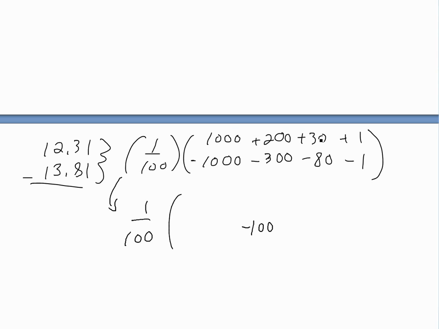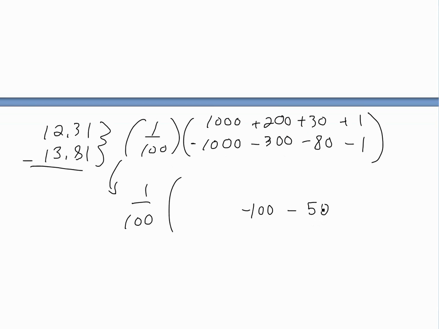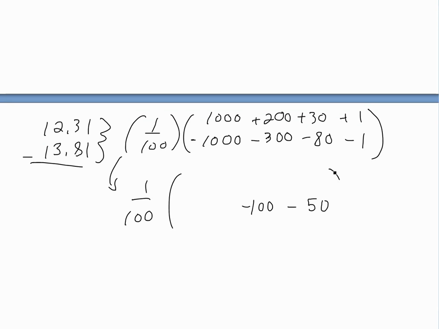Right here, negative 100. This one right here is negative 50, minus negative 50. And then this one here is a 0. So our final answer is 1 over 100 times negative 150, which equals negative 1.5 when divided by 100.